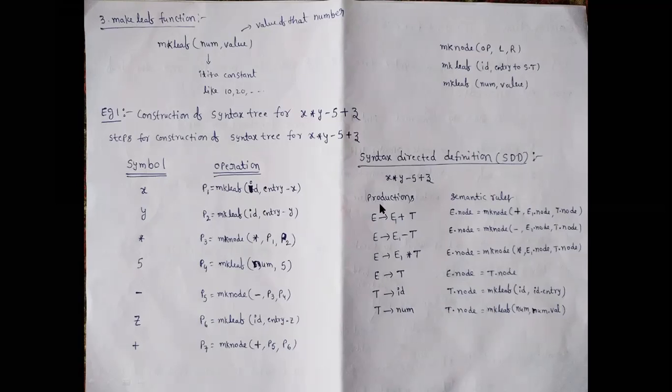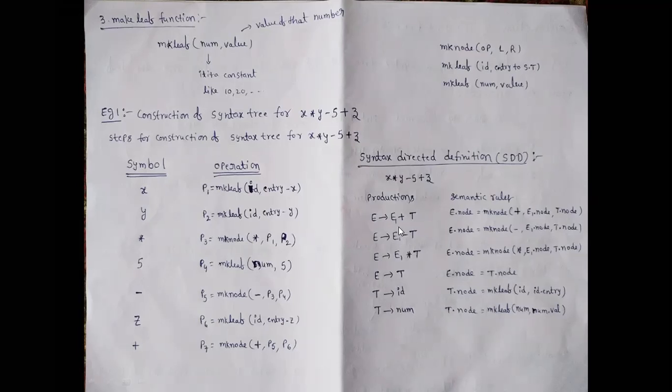So we use the productions E produces E1 plus T, E produces E1 minus T, and E produces E1 star T. All the operators we write here: E produces E1 plus T, E produces E1 minus T, E produces E1 star T, and E produces T. T produces ID, because we have identifiers also: x, y, z are identifiers. And T produces num, because our expression has a number also. So these are the productions.